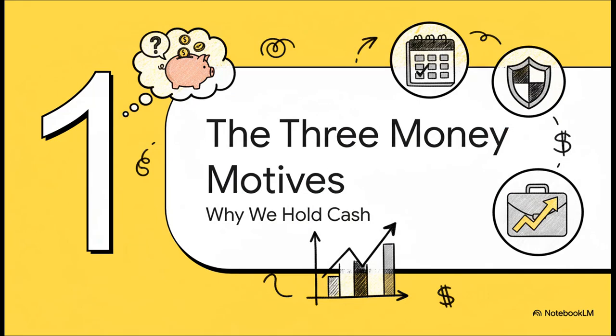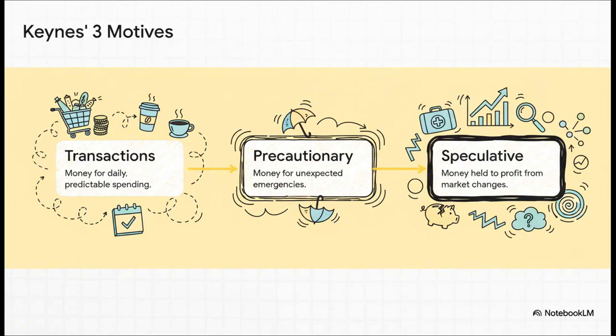Okay, so why do we have this preference for holding cash? Well, Keynes didn't just give one simple answer. He actually broke it down into three distinct motivations, three separate reasons that drive our demand for money. So these are the three pillars of his theory. You've got the transactions motive, the precautionary motive, and then the one that was a real game changer, the speculative motive. Let's break them down one by one.